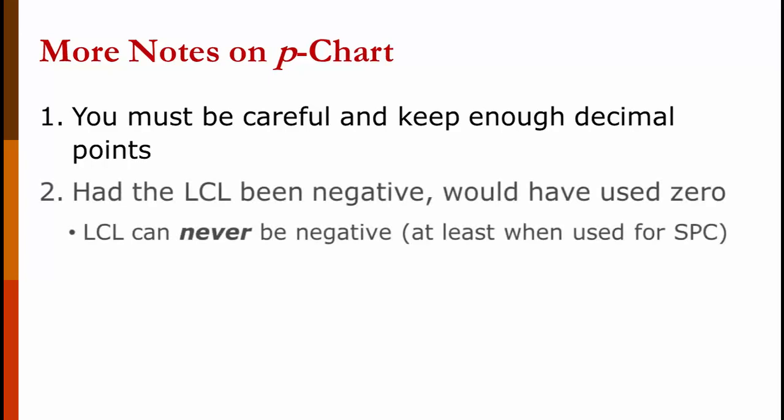Two, it is possible with the calculations to have the lower control limit be negative. That is not allowed. With quality control, you could never have a negative number. You can't have less than 0 proportion of defects. So when the lower control limit calculates out to be a negative number, you just make it 0.